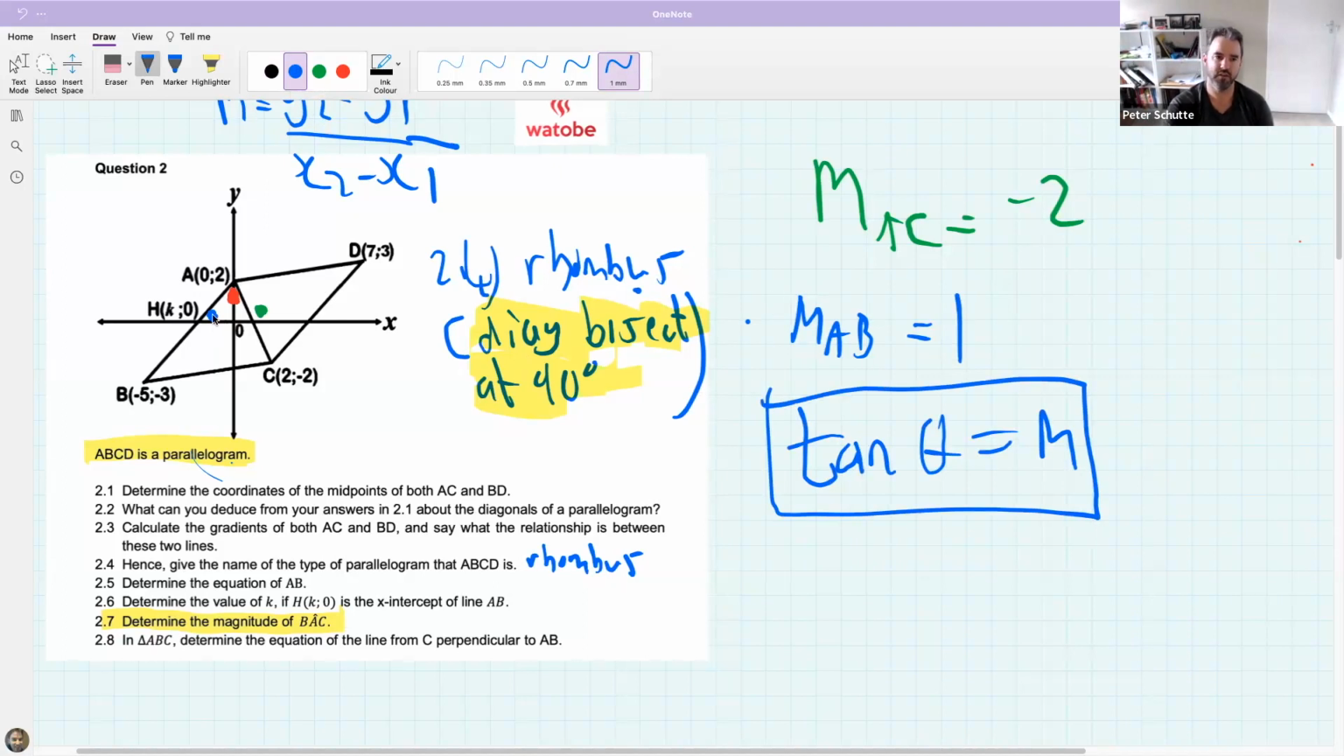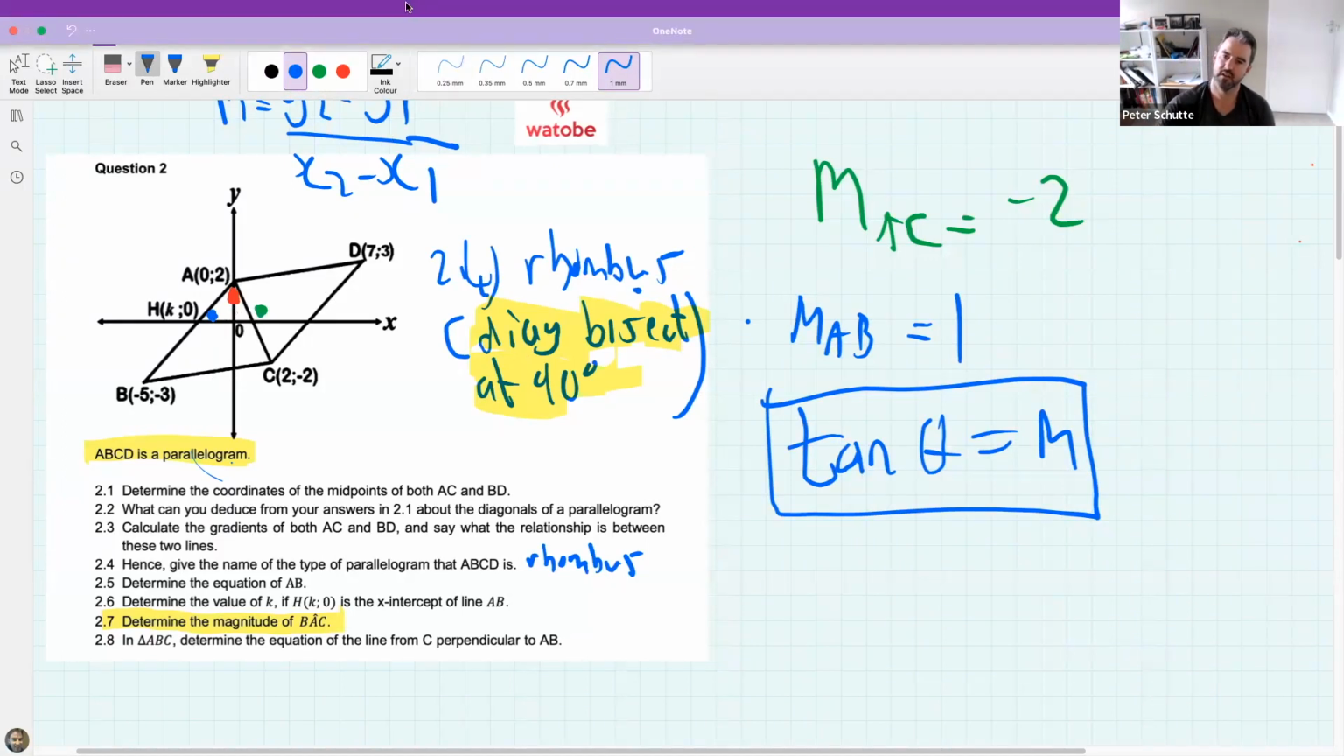So if you can find the blue and you can find the green, you should be able to find the red. See if you can do that. Otherwise, pop your hand up if you have a question.